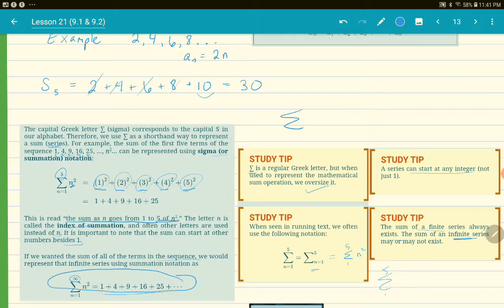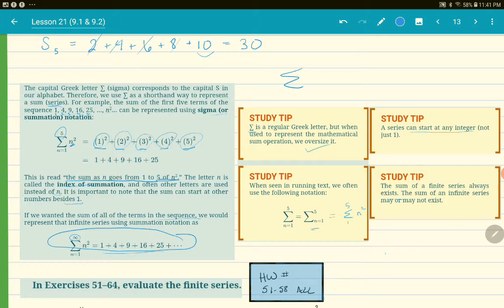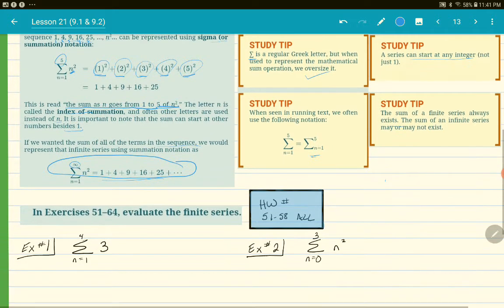If I try to add up all those numbers, the numbers just continually get bigger, so I never really get to a number. I just get to infinity, so it does not exist. But sometimes it does exist, for example, when I have an alternating series, like -1, +1, -2, +2. But a finite series will always exist. All right, so let's move on to your homework problems.